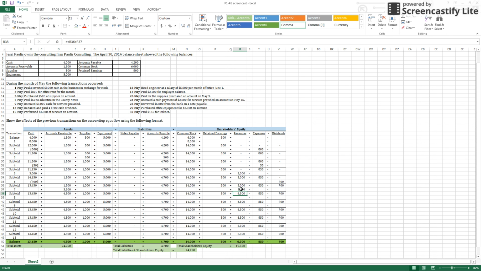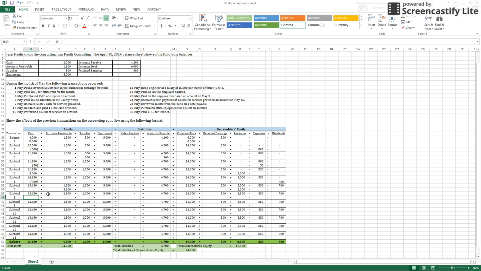On May 16th, we hired an engineer at a salary of $5,000 per month, effective June 1st. Now, this actually isn't a transaction that is going to be recorded because it's not a monetary transaction that we can record at this point. We've hired an engineer, but that engineer doesn't start until June 1st, so we're not paying the engineer any money, and we don't even owe the engineer any money at this point. So there isn't any sort of journal entry or record that we need to take at this point.